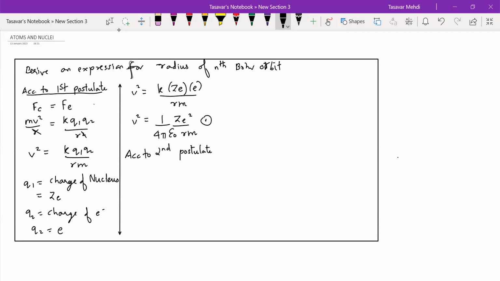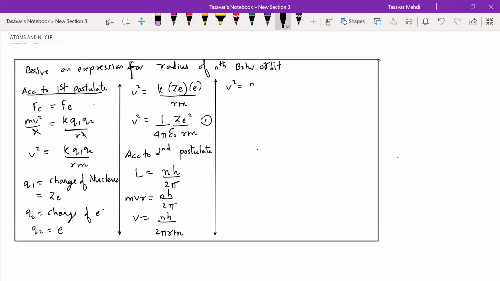If I talk about second postulate, it says that electrons revolve only in those orbits for which the angular momentum is an integral multiple of what, beta? Integral multiple of h upon 2 pi, where h is your Planck's constant. The L का formula होता है mvr, so it will become mvr is equal to nh upon 2 pi. So can I write v as nh upon 2 pi rm? वेलोसिटी का स्क्वायर कर देता हूं, तो v square will be equal to n square h square upon 4 pi square r square m square.